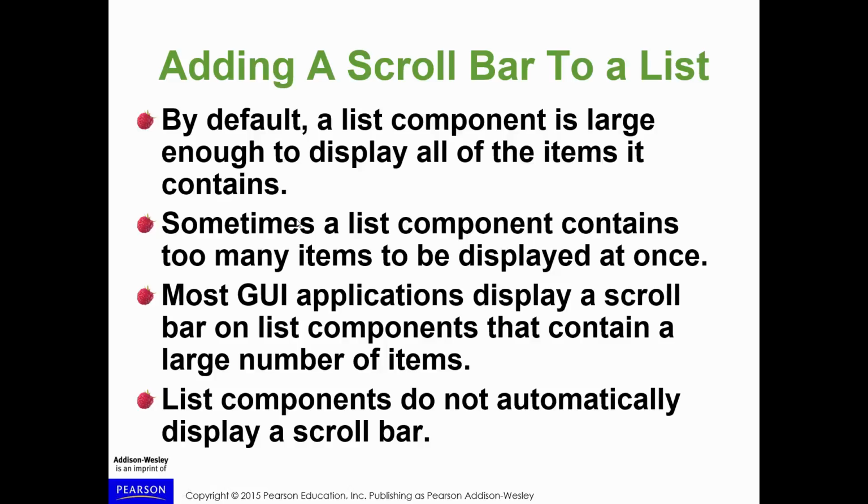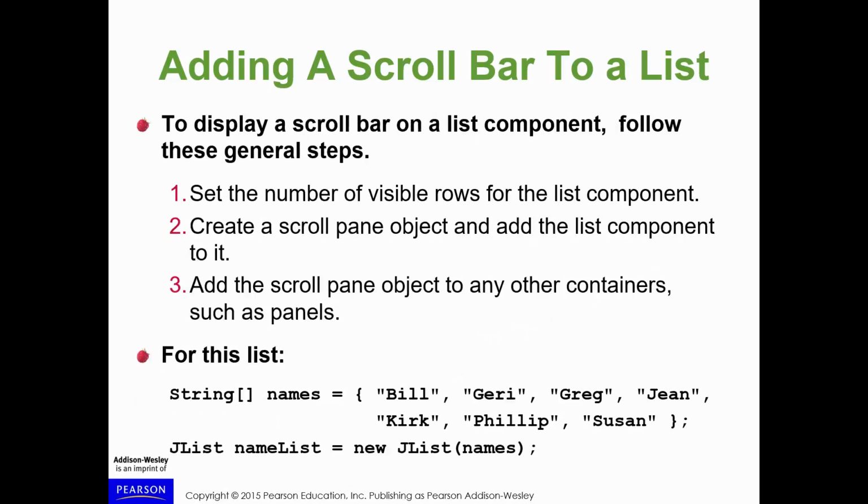By default, as it says, the list component is large enough to display all of the items it contains. But, for example, if it was all 50 states, you wouldn't be able to show them all at once. Most GUI applications display a scroll bar if you've got too many, but by default, the list component does not display the scroll bar. If you want to display it, first you set the number of items you want to be visible at any one time. Then you create a scroll pane object, and you add that scroll pane object to the container. So this is all stuff we've seen before.